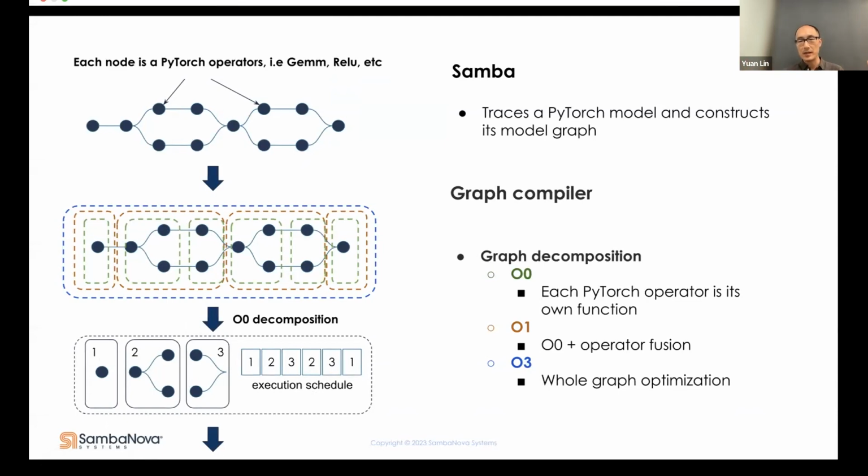So here you can, for example, maybe you want to fuse a gem with a ReLU. Then both the gem and ReLU will be formulated into the same graph rather than having them be two separate graphs. And in addition to that, we have the O3, which is sort of whole graph optimization. This is taking the entire graph and looking at it as I'm trying to compile the entire graph at once.